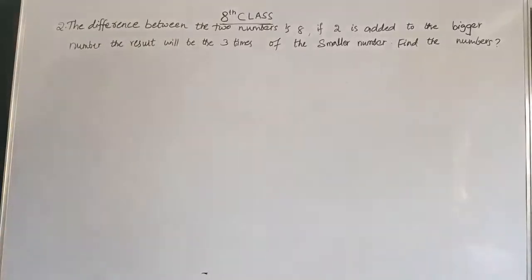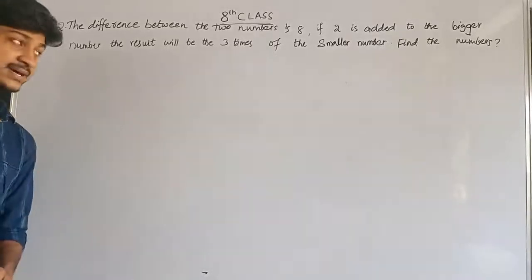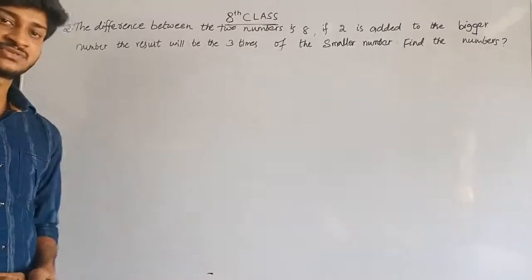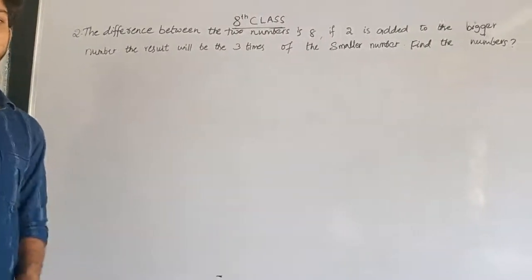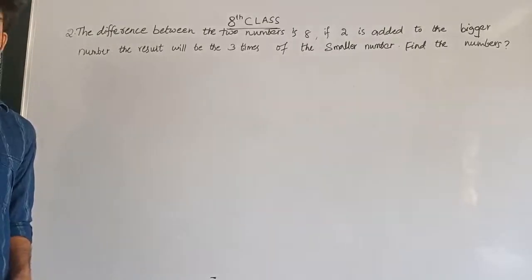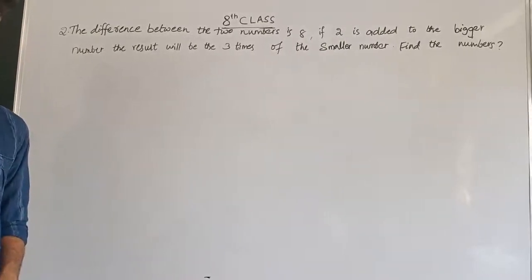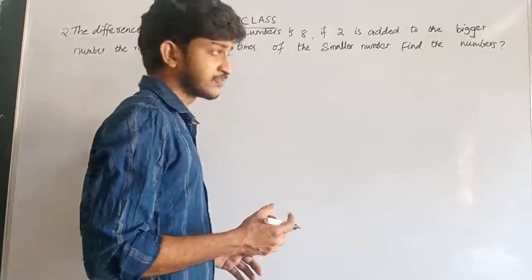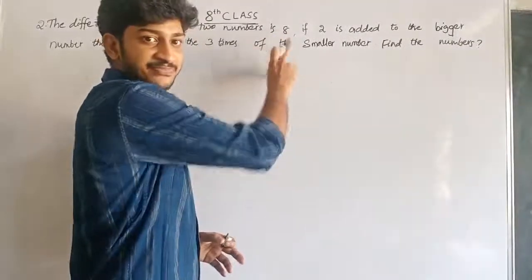Second question is given. The difference between the two numbers is 8. If 2 is added to the bigger number, the result will be 3 times the smaller number. See here, children, there are two numbers. The difference of the two numbers is 8. When one number is subtracted from another number, we get the answer 8.